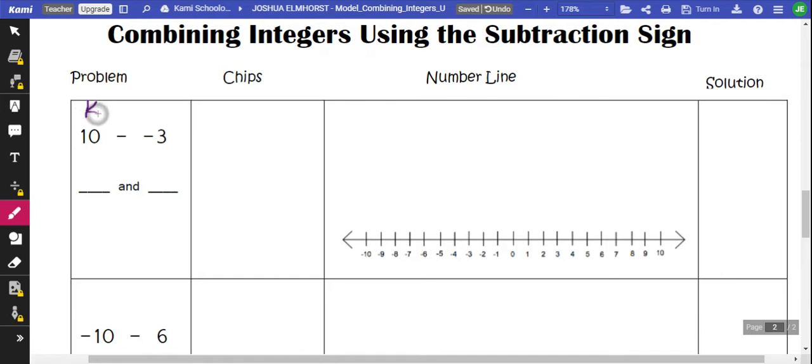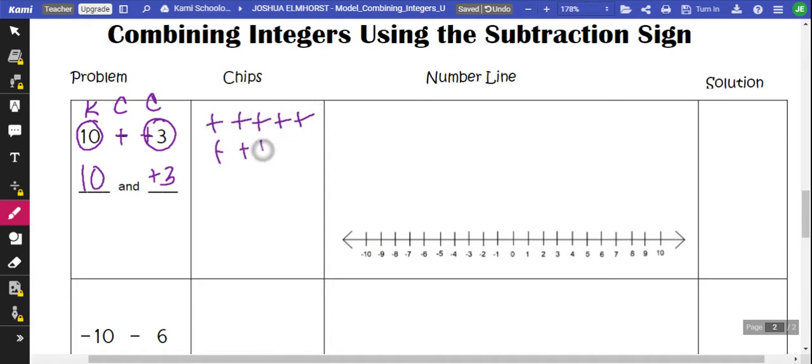So keep, change, change. Keep the first integer the same. Change this to addition and change that to a positive. So that will give us +3. So we've got models 1, 2, 3, 4, 5, 6, 7, 8, 9, 10, 11, 12, 13.